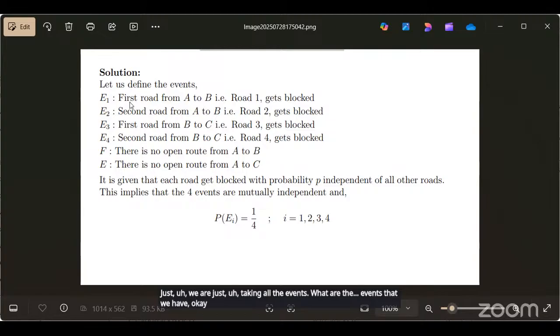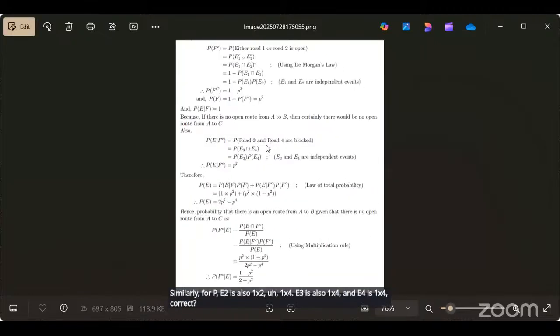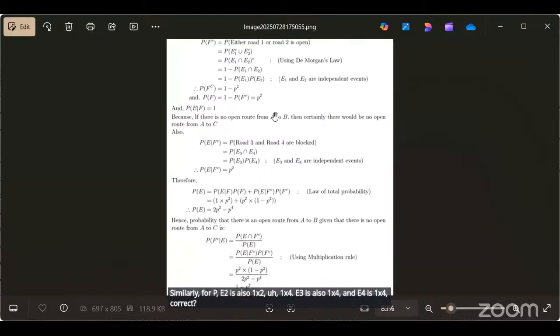Okay. Now it is said that each road gets blocked with probability p, independent of all others. So the probability of the first road getting blocked is 1/4, correct? Yeah, out of four roads. Similarly E2 is also 1/4, E3 is also 1/4, and E4 is 1/4. Correct? Yes, ma'am.